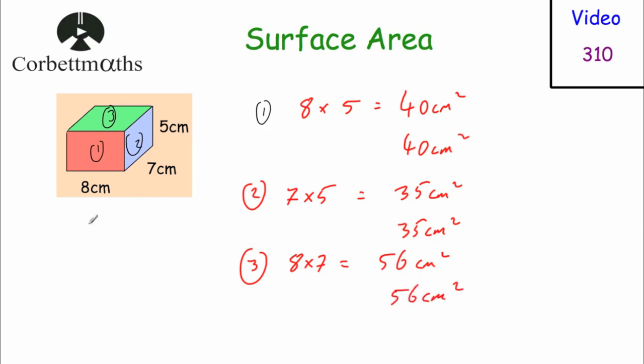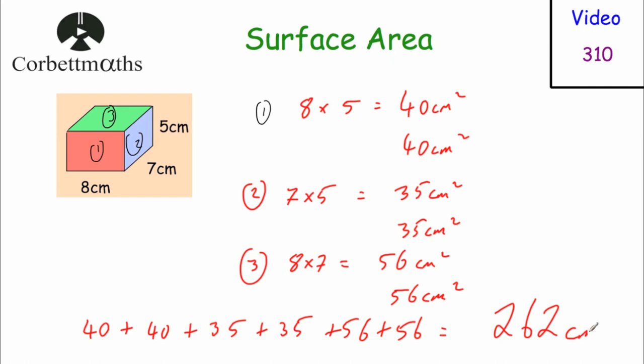So to find the total surface area of this cuboid, we're going to do 40 plus 40 plus 35 plus 35 plus 56 plus 56, and that will tell us the total surface area of this cuboid. And when we do that, we get a total surface area of 262 centimetres squared. So the surface area is the area of all the faces of that 3D shape.